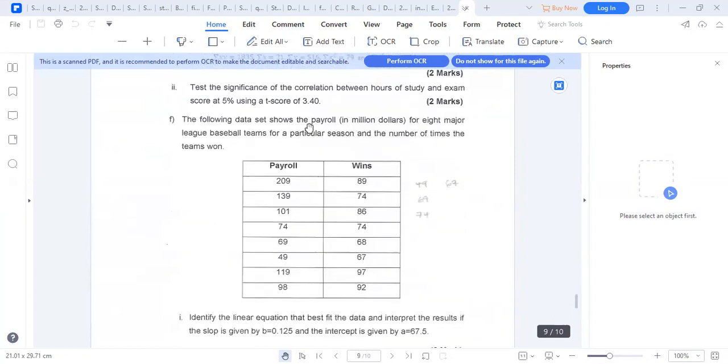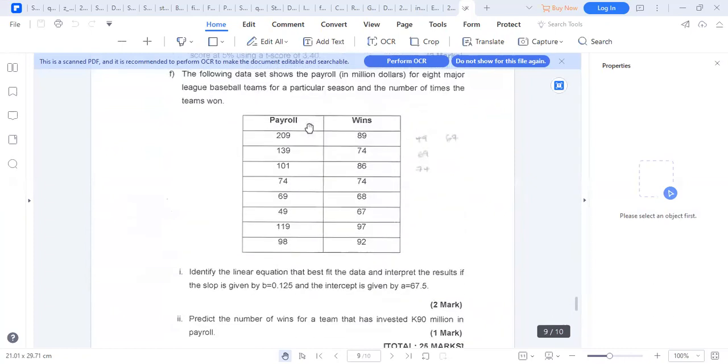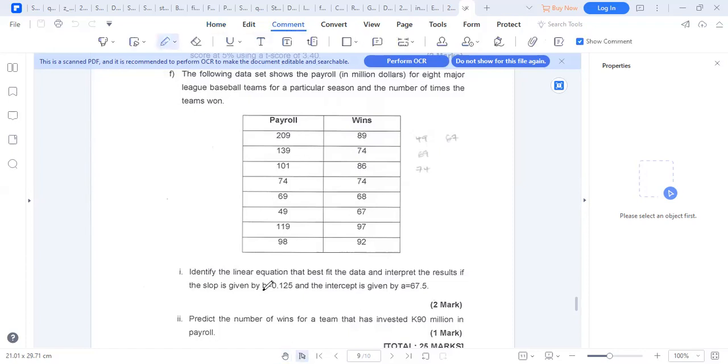He combined with ANOVA last time. Okay. So look at how interesting it is. He gives you the values of payroll and the number of wins. And he further on spoon feeds you by giving you the value of B and the value of A. Already you're able to tell the regression equation. Who wants to try? What becomes the regression equation?